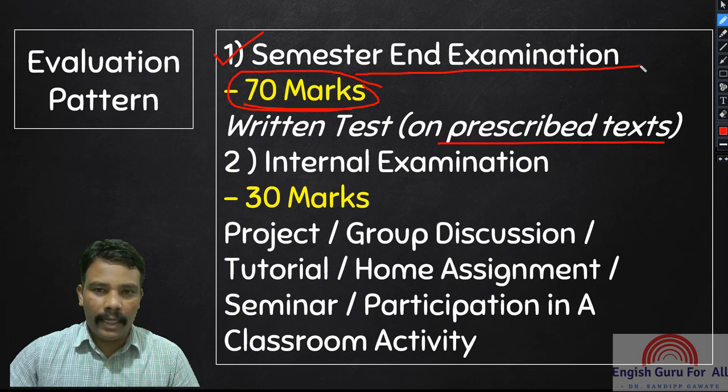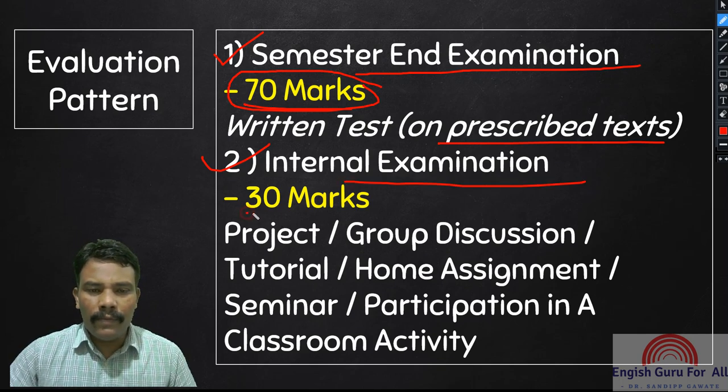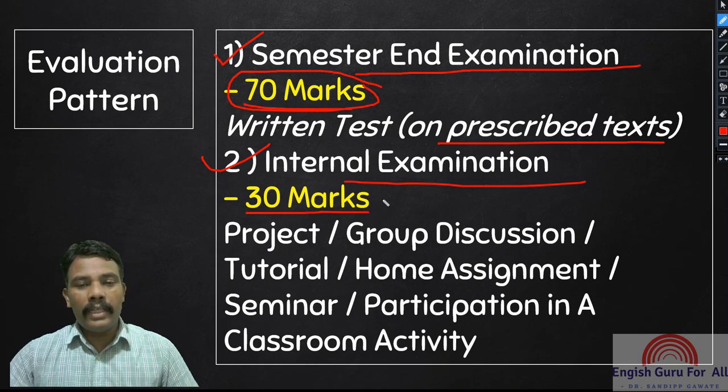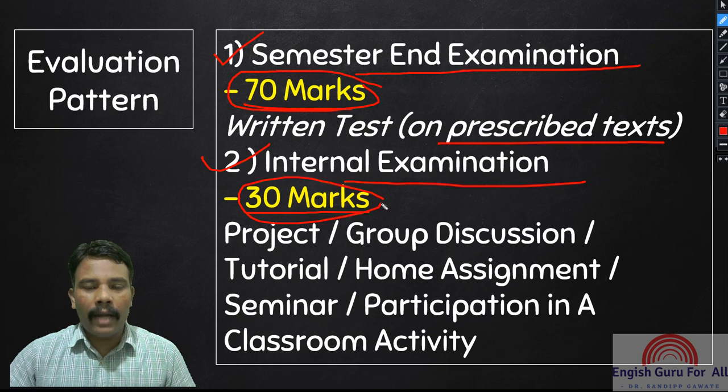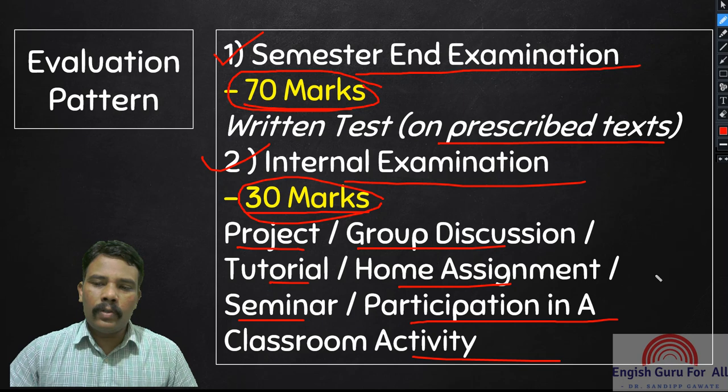Now what is the second part of 70-30? That is the internal examination, which is of 30 marks. For this part we are going to conduct a project, group discussion, tutorial, home assignment, seminar, and participation in a classroom activity also. Any 3 will be considered from this list.